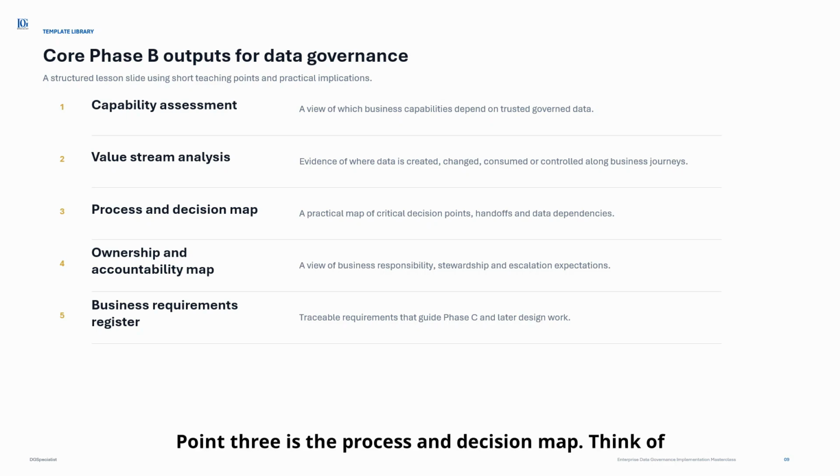Point 3 is the process and decision map. Think of this as a highly practical map highlighting critical decision points, team handoffs, and vital data dependencies. Point 4 is the ownership and accountability map. This gives us a transparent view of actual business responsibility, stewardship roles, and escalation expectations. Point 5 is the business requirements register. These are the highly traceable requirements that will directly guide your Phase C and later design work.